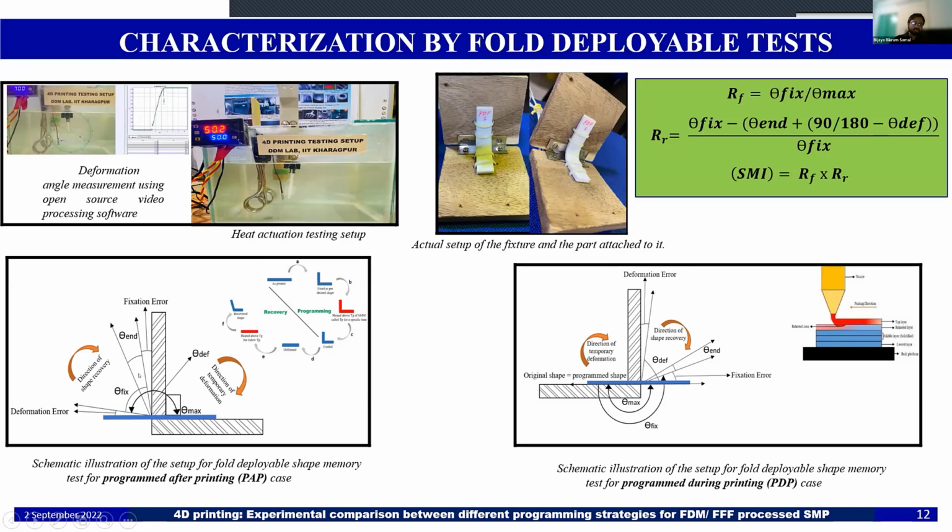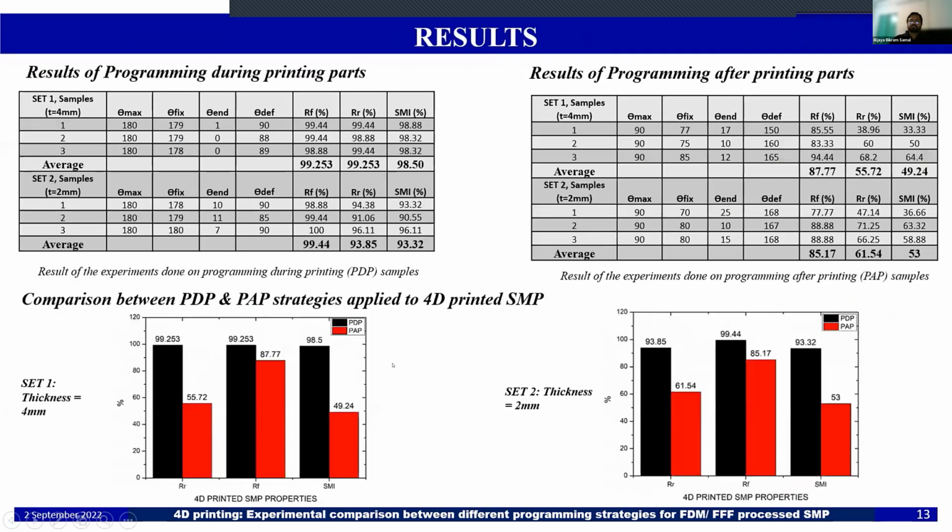Here also we are considering deformation error. After that, we are again deforming it to 180°. Then from there, we are calculating whether it is reaching 90° or not. So these are the results for programming during printing and programming after printing for set 1 and set 2. Set 1 is for thickness around 4 mm and set 2 is around 2 mm.